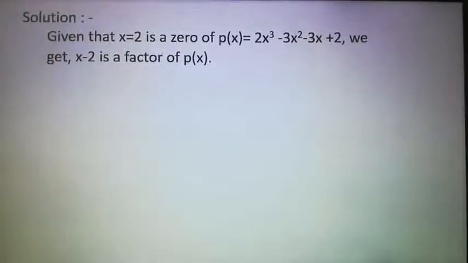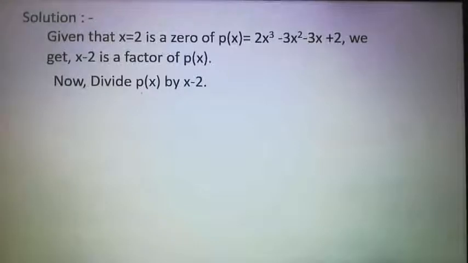By the factor theorem you have studied in class 9, if x is equal to a is a zero of a polynomial p of x, then p of a, the remainder, will be 0, and x minus a will be a factor of the polynomial. So using that concept, we get that x minus 2 is a factor of p of x. If x is equal to 2 is a zero, then x minus 2 is a factor of p of x. Now we go for dividing the polynomial p of x by x minus 2.